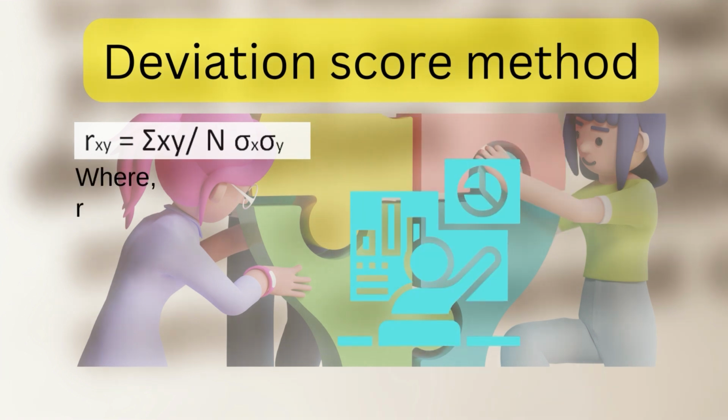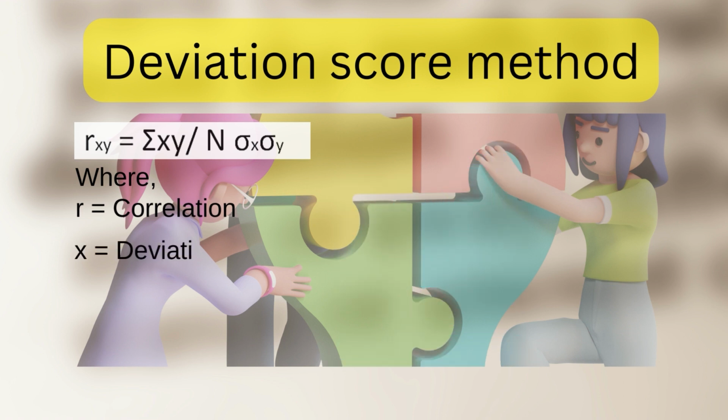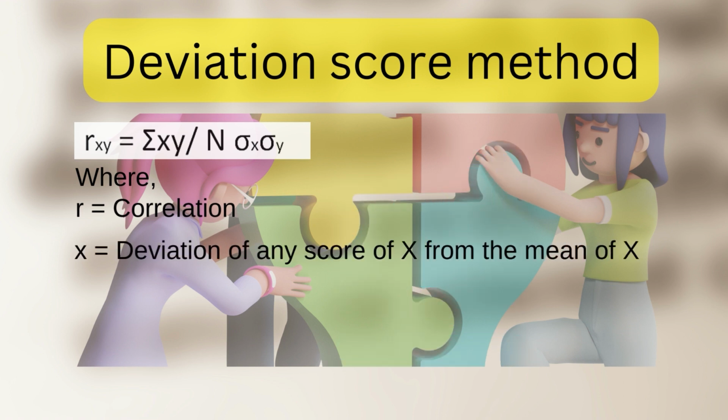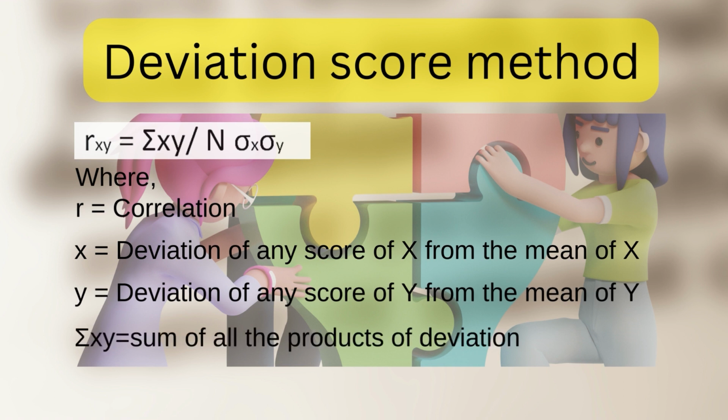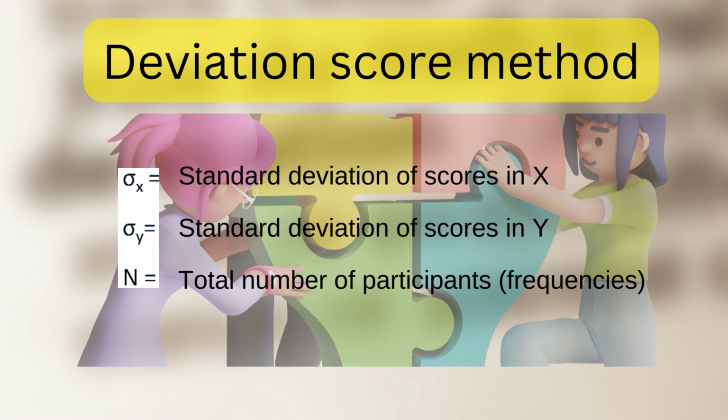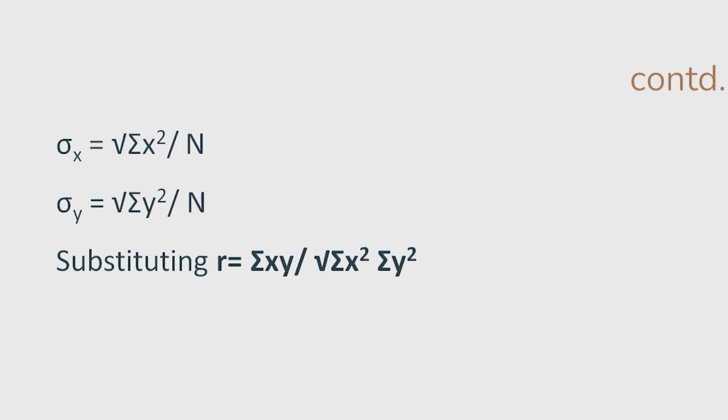So r is the correlation here and x is the deviation of the score from the mean. If there is a score of X, you calculate the mean and subtract it, so you get the deviation. Similarly, you do it for the Y variable also, then you multiply x and y and find the sum. Here sigma x is the standard deviation of the scores in x and sigma y is the standard deviation of the scores in y. N is the total number of participants, or the frequency. Now how do you calculate sigma? There is a formula again for it. I'll just try to highlight it.